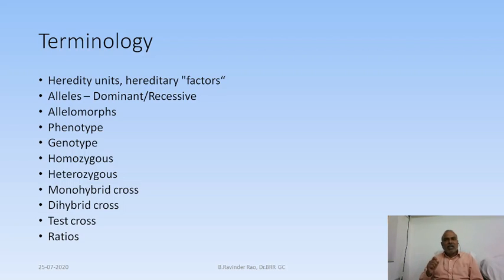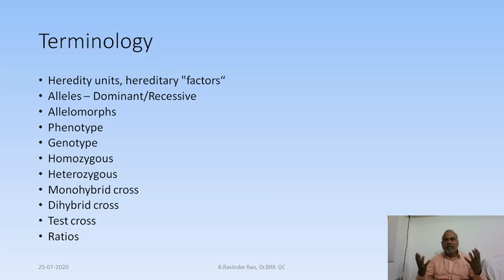Next, alleles. Alleles are nothing but two alternative forms of factors, of which one is expressed immediately, that is called the dominant allele, and one is not expressed in the presence of the other, that is called the recessive allele. Allelomorph. Allelomorph means the alternative forms of a character.